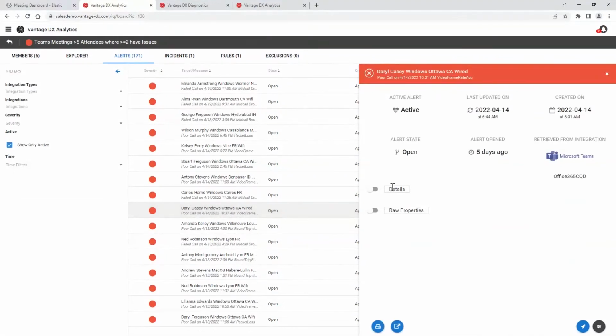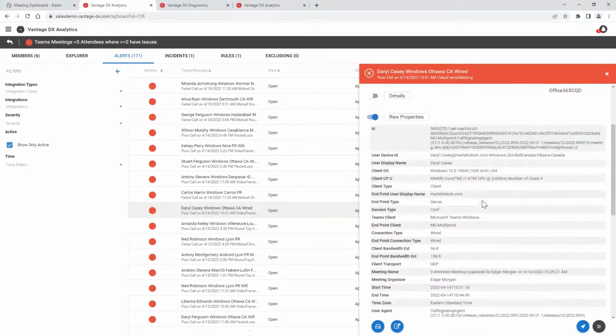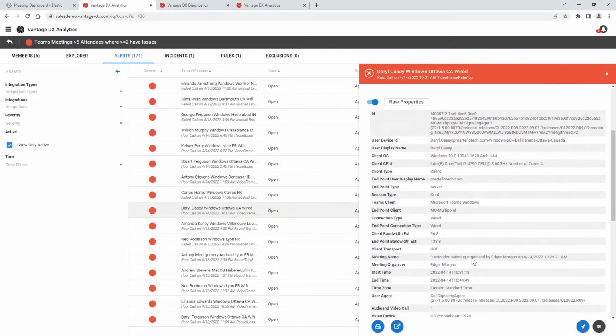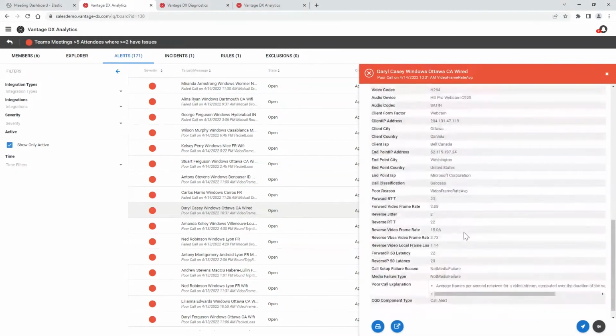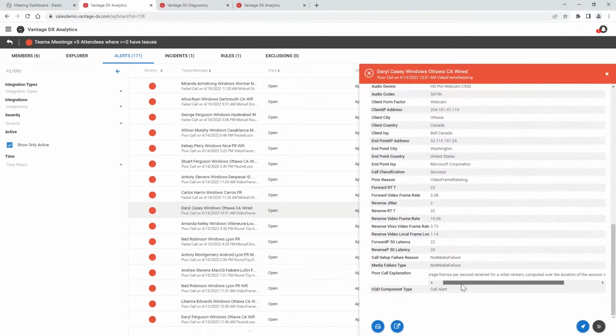Let's take a look at our friend Daryl here and look at raw properties to get a better idea of what's going on with this meeting he had. So, here you can see a bunch of different metrics around the call. Our tool gives you the ability to search on any one of these. So again, that's how we can show you pretty much whatever thing you want to be alerted on. But if we go to the bottom of this here you can see the average video frames per second received for this video stream, and it was less than 7 frames per second for this particular call. So that's the reason why Daryl, Casey, as well as other people may have seen that during the call.